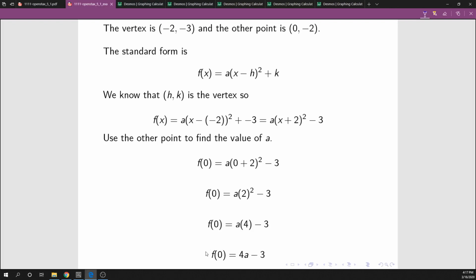And now the question is, okay, what's f of 0? But we know, right, f of 0 is the y coordinate right here. That is the number that you get if you take this 0 and plug it into the function, it's going to get -2. We know that because this point is on the graph. So we're going to take this -2 and replace this entire f of 0 by the number -2. So on the next slide, you will see -2 equals 4a minus 3.